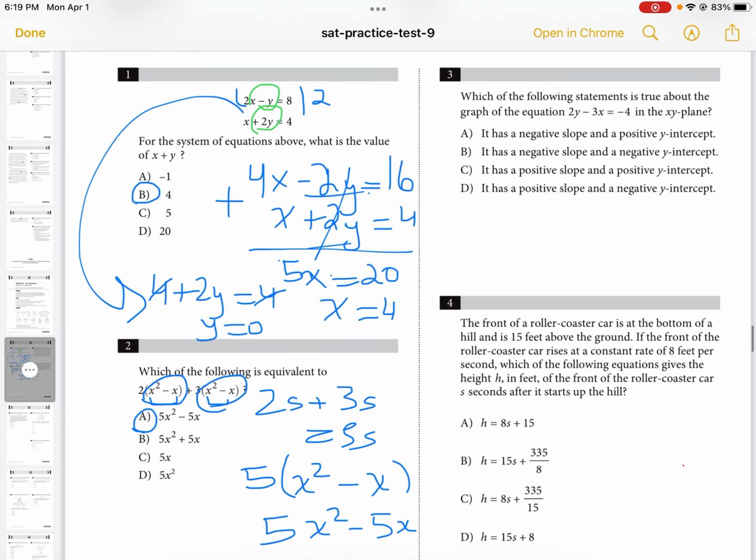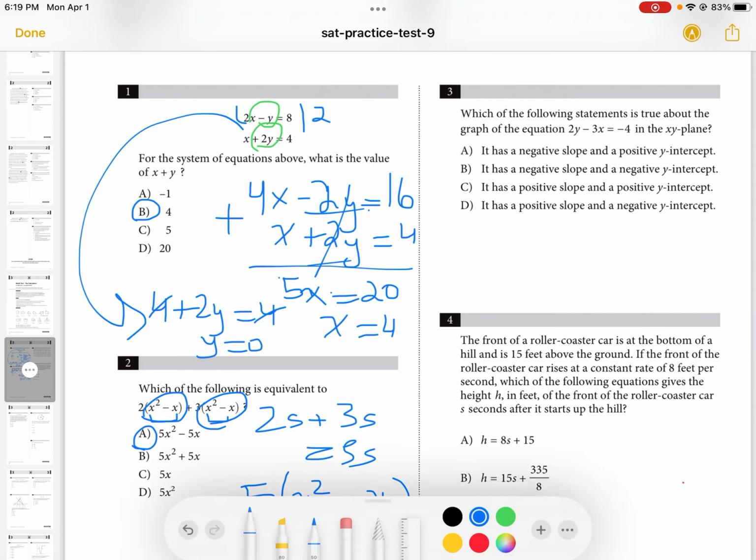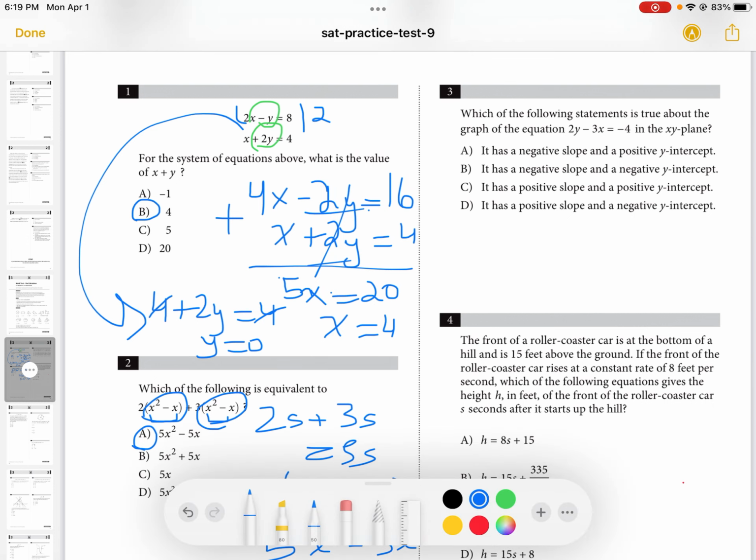Okay, on to question 3. Which of the following statements is true about the graph of the equation 2y minus 3x equals negative 4 in the xy plane? So here all the answers refer to slope and intercept. So we want to put this equation in the slope-intercept form. So to do that, we have to isolate the y.